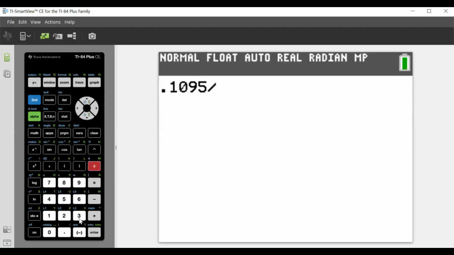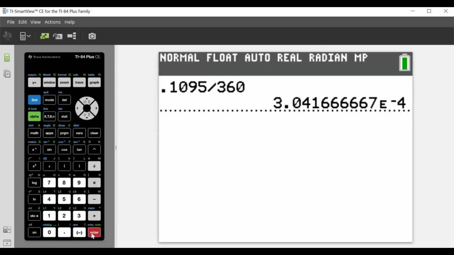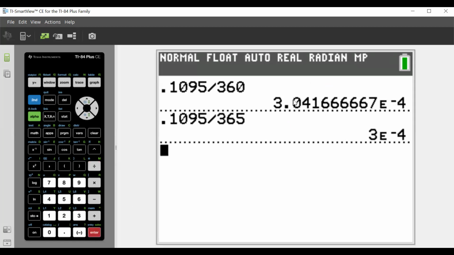So we're going to do 0.1095 divided by 360. And so that's going to be 0.000304. And if we do 0.1095 divided by 365, it's just an even 3. So there's a little bit of difference here. So it's a little higher with the 360, but not much. And so let's write both of those down.